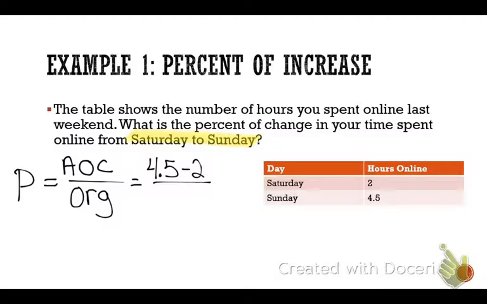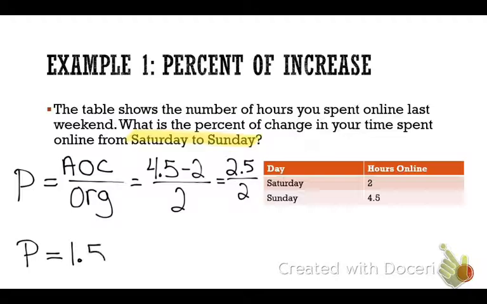And then I divide it by the original amount. Well, the problem gives me a hint as to what my starting point was, like which day was my starting point. And which day was that? Saturday. So I'm dividing it by Saturday's value, because that was my original starting value. So 4.5 minus 2 is what? 2.5 divided by 2. So now that I have that simplified, I need to divide that. What's 2.5 divided by 2?